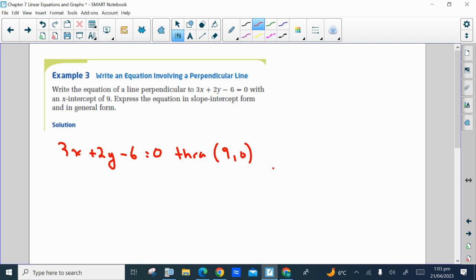Emery, do we know the slope of this line? Why not? Not in slope-intercept form. How do we put it in slope-intercept form? What do you need to get? Y by itself. Positive y by itself. So the y term is positive 2y, which means I'll bring the 3x over to the right by subtracting it, and also adding 6 to both sides. That'll give me 2y on the left equaling negative 3x plus 6 on the right.